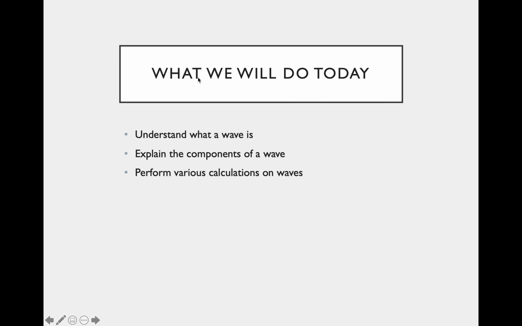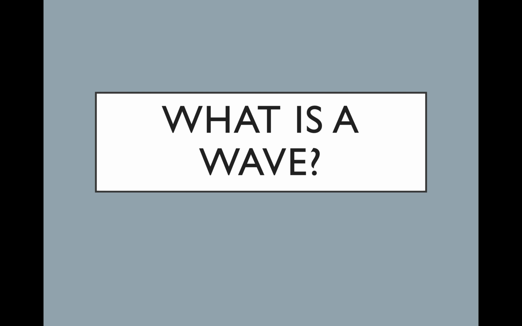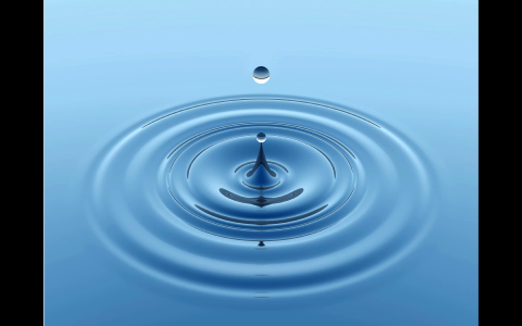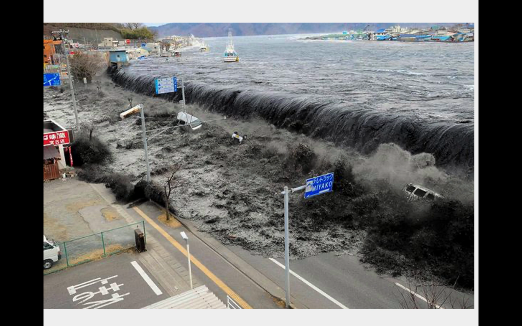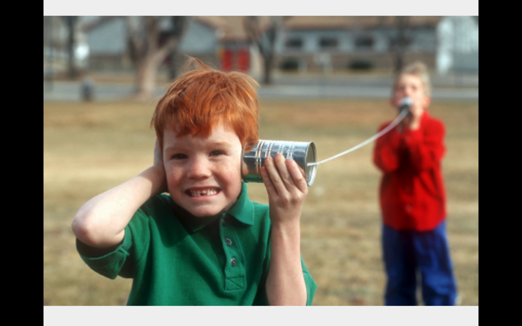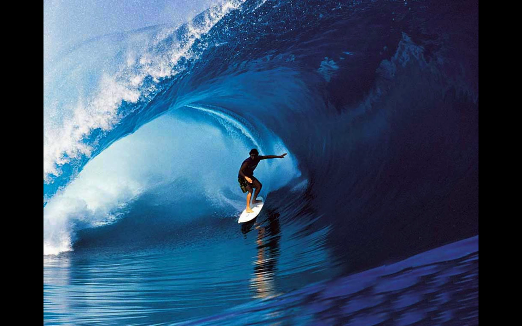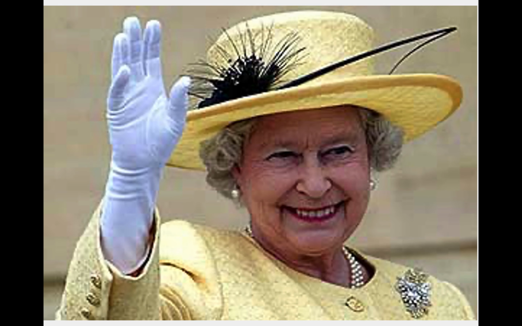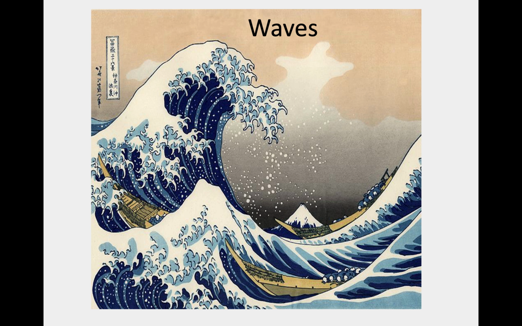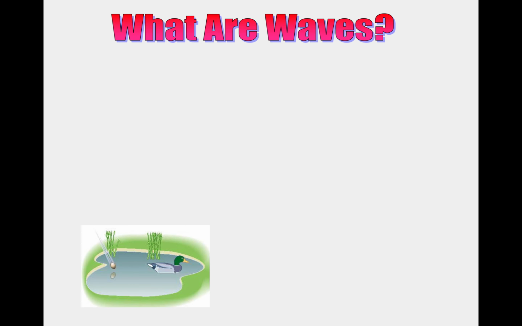So now what we're going to do is talk about waves. We'll understand what a wave is, we'll explain the parts of a wave, and we'll do some calculations on waves. So first of all, I asked in class, what is a wave? And there are many different examples of a wave. You've got water ripples, you've got the ocean, you've got sound waves, these are waves, the Mexican wave, and a wave like that. So the title of today's lesson is going to be about waves.